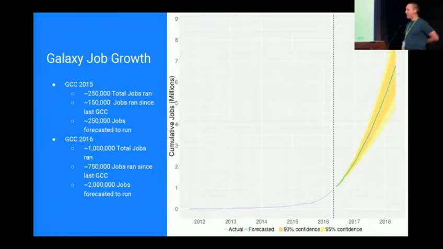And if we look at this graph here, at the next GCC, we should be at 3 million, but we were wrong last time at 500,000, so maybe 6 million.